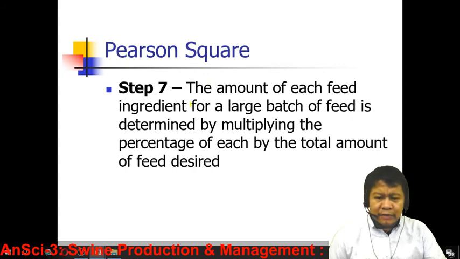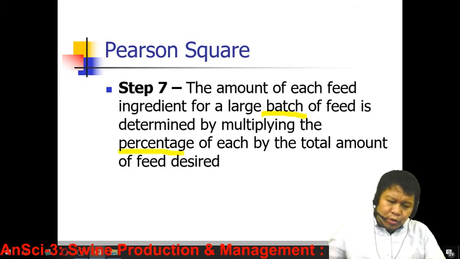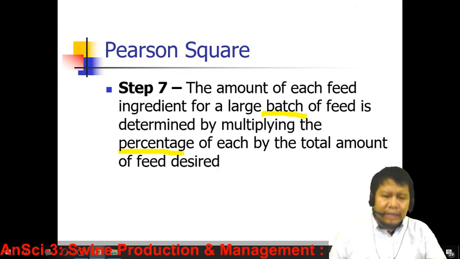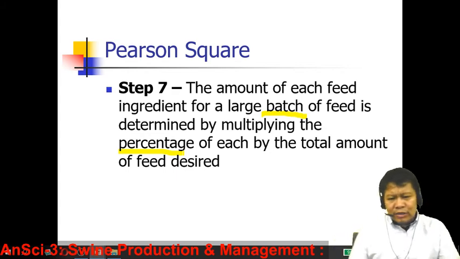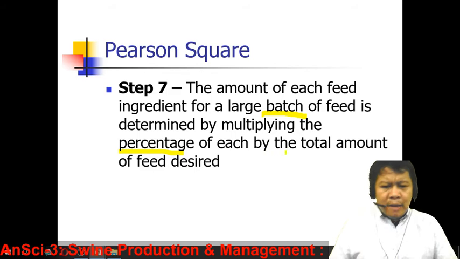So step 7, the amount of feed ingredients for the large batch. The batch that we will produce is 2,000 kilograms. Again, the amount of feed ingredients for a large batch of feed is determined by multiplying the percentage of each by the total amount of feeds desired.